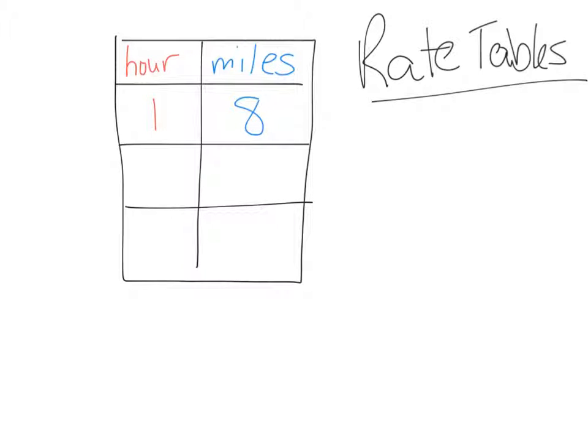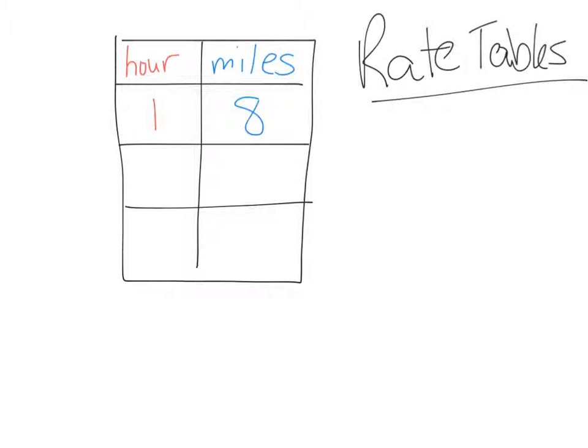In this video, you will learn how to use a rate table given one rate and filling in the rest of the rate table. Okay, so in this example we have hours and miles as our two variables, and in the first line you see 1 hour and 8 miles. That is a rate. Okay, we can now use that to figure out some other rates within that.